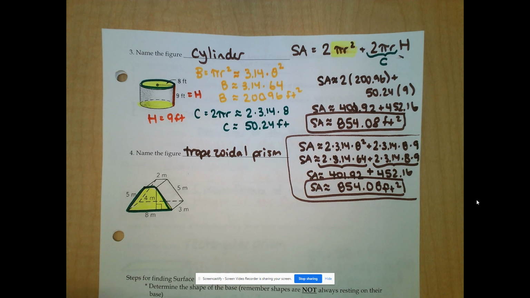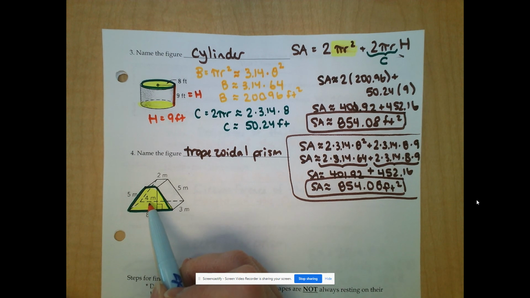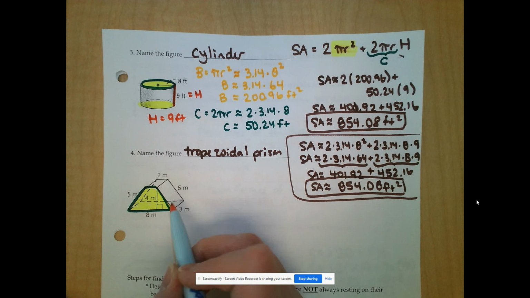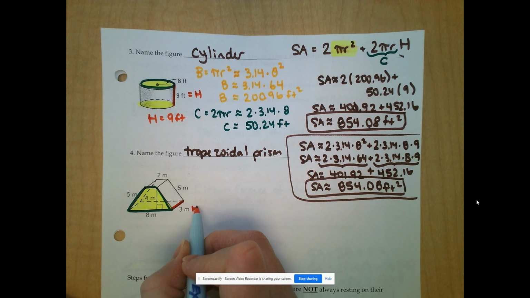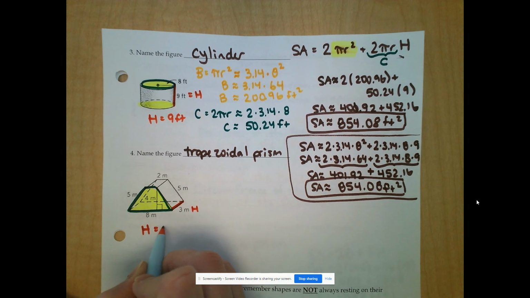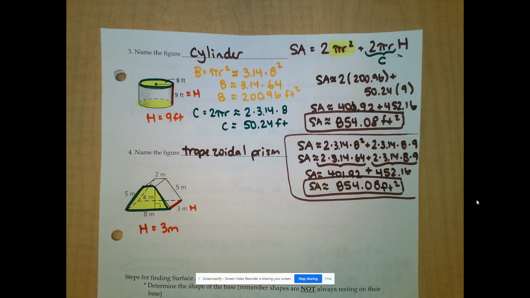And last but not least, the height of the prism. Now, this is what makes this one different. You have a base in the front, and then you have another base in the back. So the height of the prism actually goes from front to back. So in this one, the height is only 3 meters. Capital H, remember.